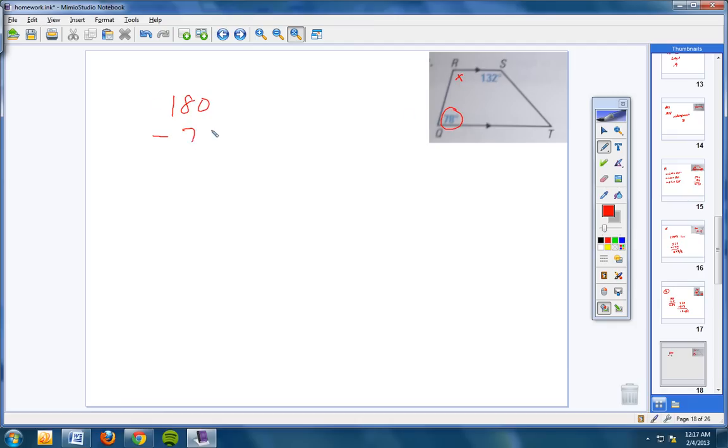So 180 minus 78 is 102. So this angle right here does have to be 102. And now see this angle right here, angle S and angle T, they have to add up to 180 also. So 180 minus 132 would be 48 degrees. Now, Mr. Earhart, why didn't you teach us that?